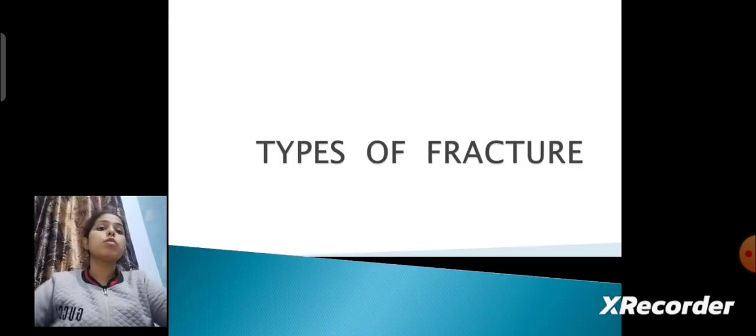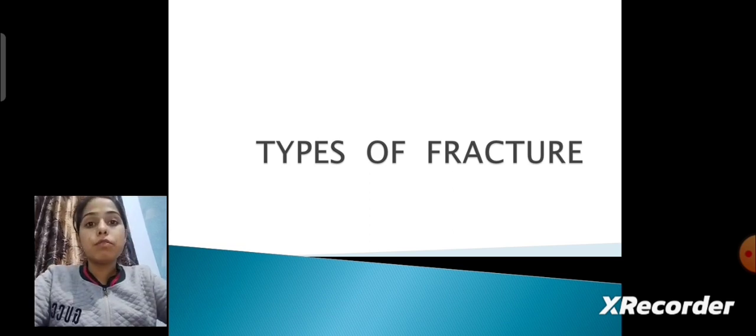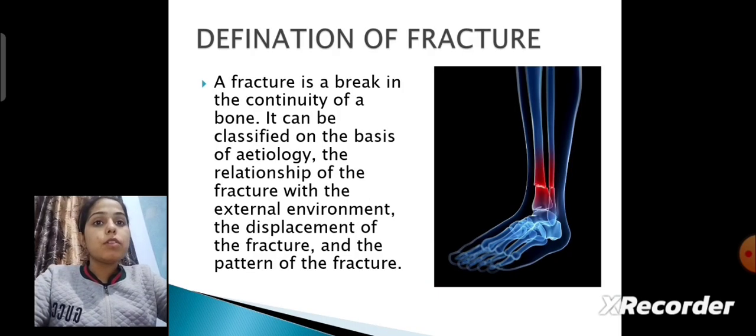So today we'll talk about the types of fracture, that is the classification of fracture. First is the definition of fracture. A fracture is a break in the continuity of a bone. It can be partial or it can be complete.